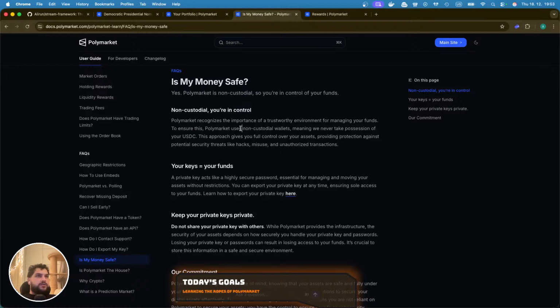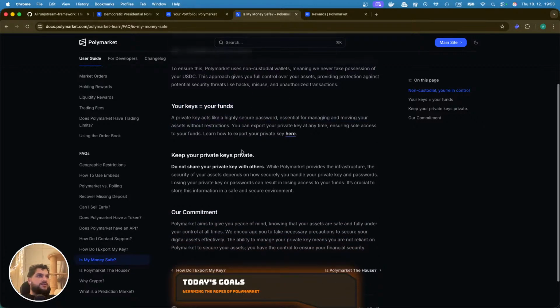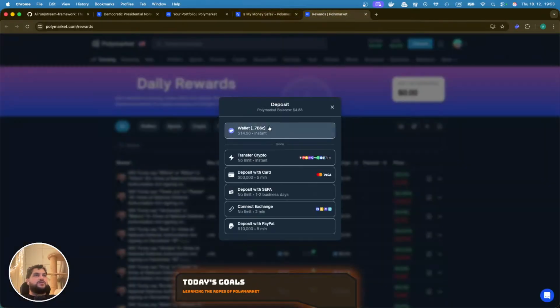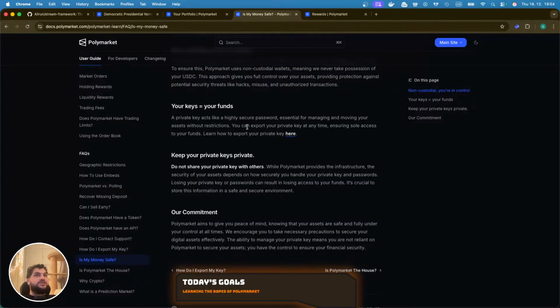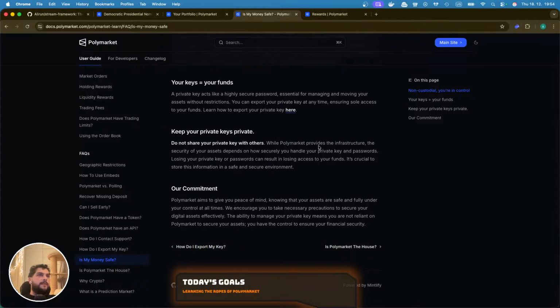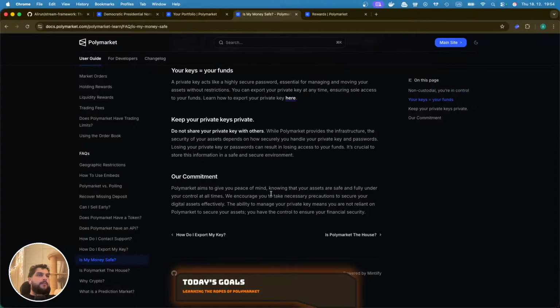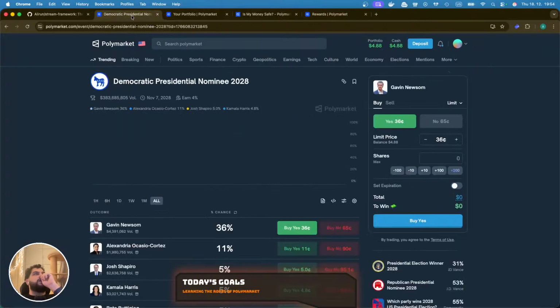To ensure this, Polymarket uses non-custodial wallets, meaning we never take possession of your key. This approach gives us full control over your assets. I didn't see that it immediately was sent to my wallet, to be honest, so I doubt that this is true. Your keys, your funds. Okay, we will see that. I will eventually find where my wallet is located and whether it holds the money that I just sent there. I don't think so. Or maybe when they settle a trade on chain.